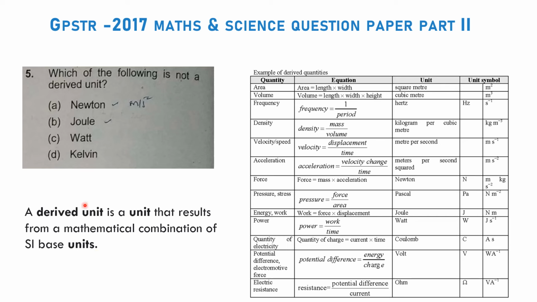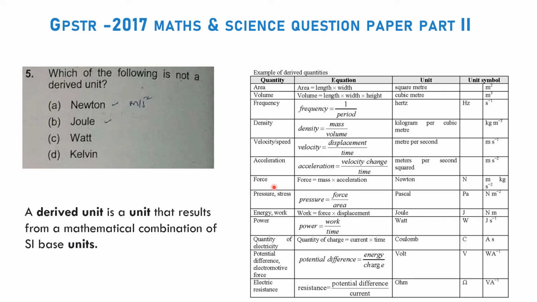How will you get a derived unit? First we have to know the mathematical formula for a particular quantity. Then we have to come to know the base units. Then from a combination of 2 or 3 base units we will get a derived unit. Let us discuss in detail.